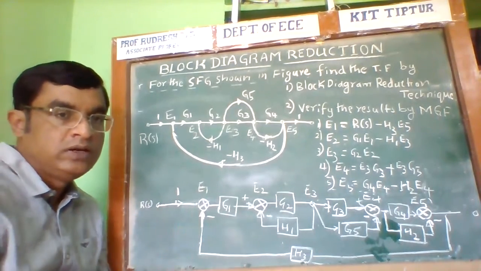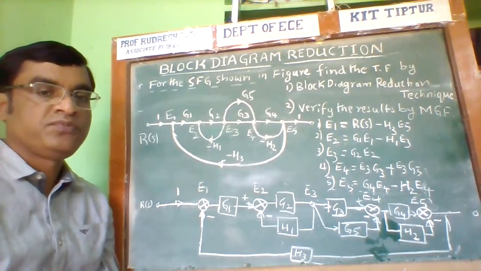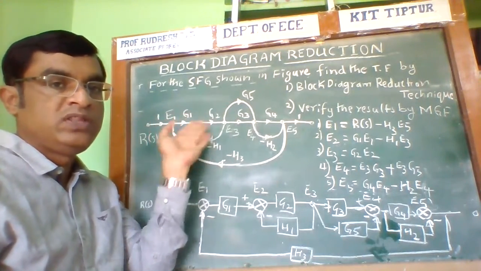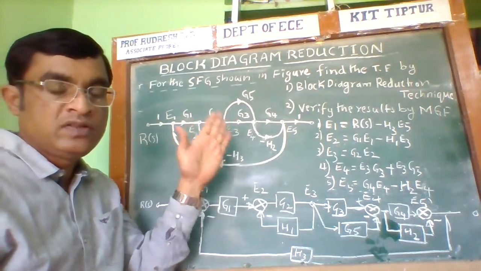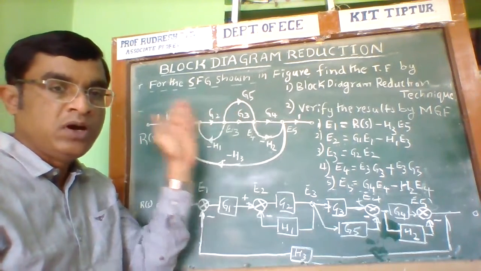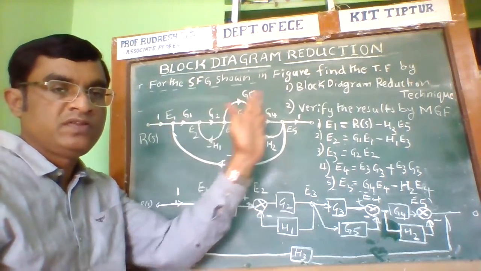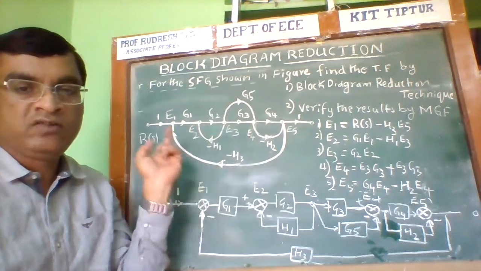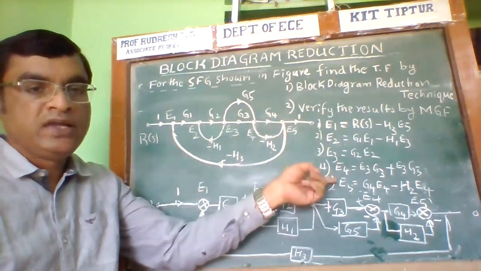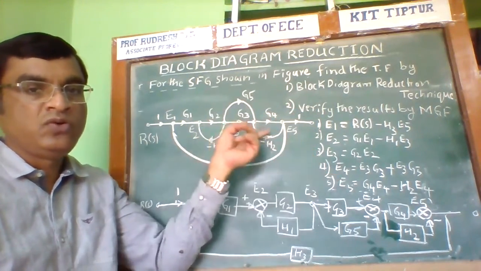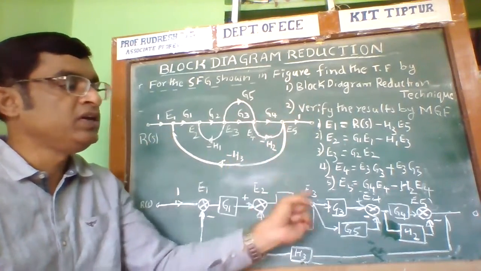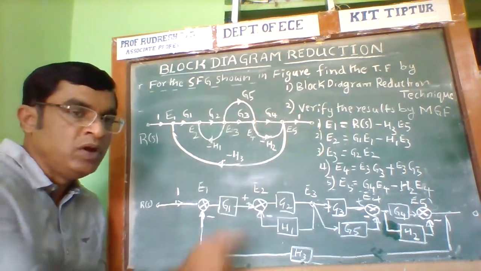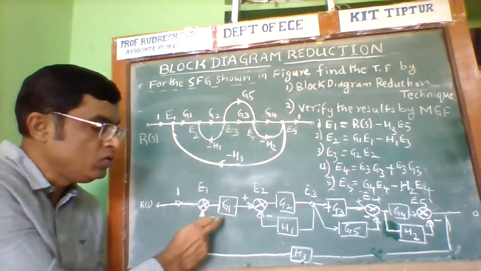So now how to construct the block diagram from the signal flow graph? What are the steps? For the given signal flow graph, identify the nodes, name the nodes, and write the algebraic equations at the various nodes. Then construct the block diagram by using summing points and blocks.